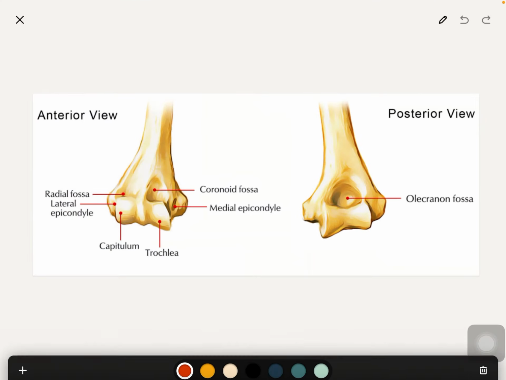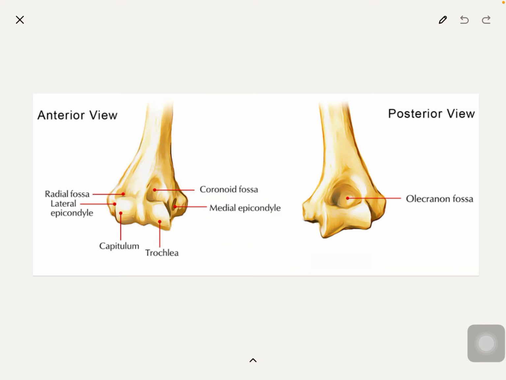You will see the next picture. Yes, this is very clear for you. Lower end of the humerus. The lower end of the humerus is enlarged to form the condyles. On both sides we have the condyles, medial and lateral. The condyle contains an articular part and a non-articular part. The articular part will form the elbow joint. We will see both the articular and non-articular parts.